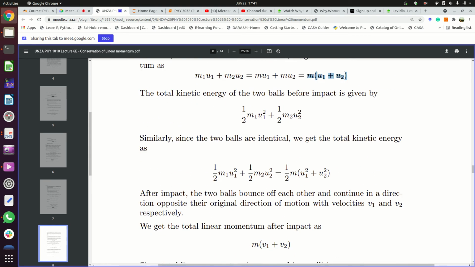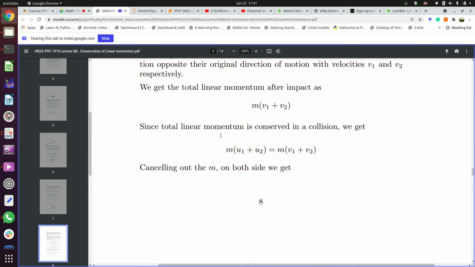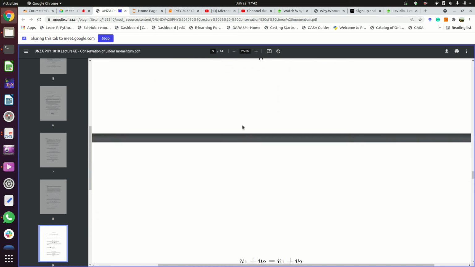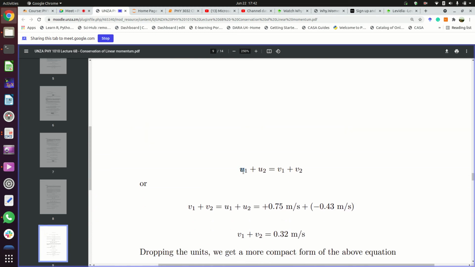Since this is a collision, there is a requirement that the total linear momentum before impact and after impact should be the same, as in conservation of linear momentum. So we end up having this expression here: M open bracket U1 plus U2 equals M open bracket V1 plus V2. We have an M on both sides, so the M's are going to cancel out. When they cancel out, you end up with this expression, U1 plus U2 equals V1 plus V2.